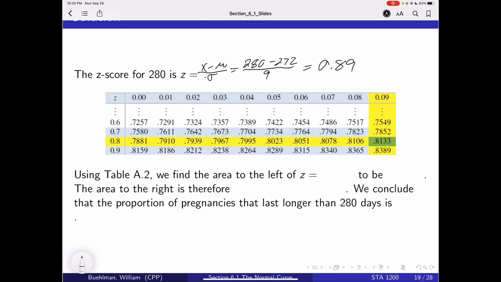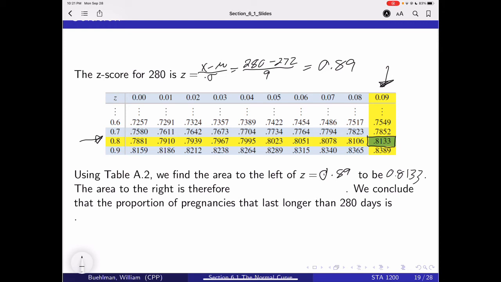So we need to find in Table A2 the row that has 0.8, which is right here, and the column which has 0.09, which is right here, and then this box where they intersect gives us our area. So using Table A2, we find that the area to the left of z equaling 0.89 would be 0.8133.